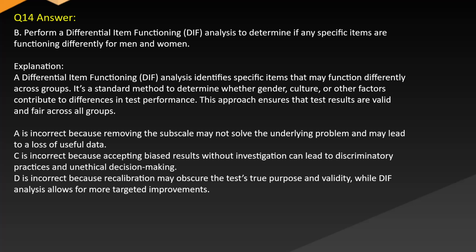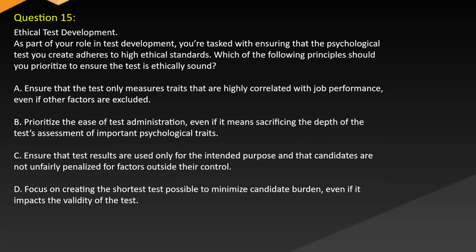A is incorrect because removing the subscale may not solve the underlying problem and may lead to loss of useful data. C is incorrect because accepting biased results without investigation can lead to discriminatory practices and unethical decision-making. D is incorrect because recalibration may obscure the test's true purpose and validity, while DIF analysis allows for more targeted improvements. Question 15. Ethical test development.